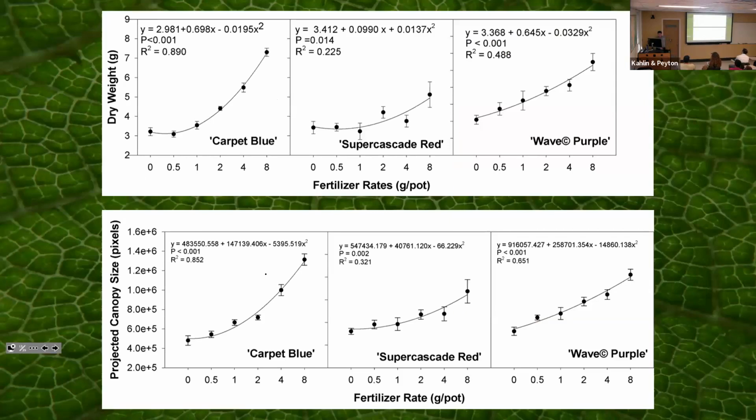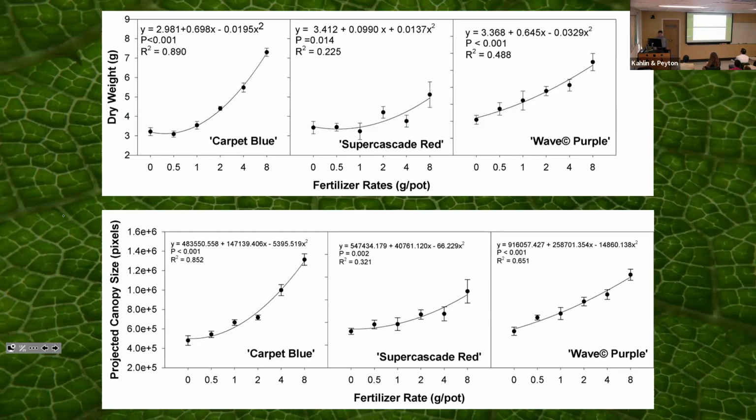Here we've got kind of proof of concept a little bit, where we've got our fertilizer rates on our x-axis there. And then we've got our dry weights and our projected canopy size. So that projected canopy size comes from the imaging system. It takes a 2D picture, and it's like how much of that is plant. And then you have to calibrate from pixels to area. And so in this particular instance, it's in pixels. On the next graph, you'll see a square centimeter area. And so the fertilizer and the dry weight.